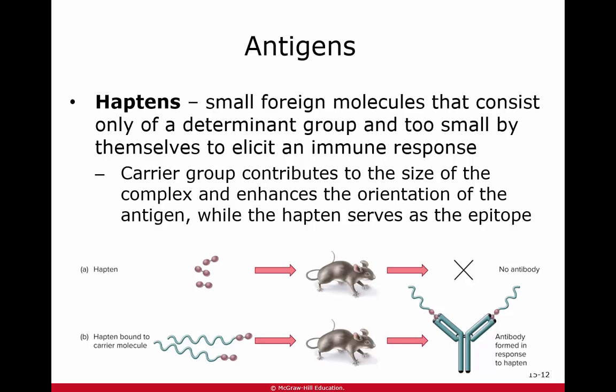Haptens are small foreign molecules that consist of a determinant group, and they're too small by themselves to elicit an immune response. That's what you see here. You have these small molecules in figure A at the bottom that will not trigger an immune response, so no antibodies are produced, but they can bind to a carrier molecule, and that increases their size as well as the orientation of the antigen. So if it's linked to a carrier molecule, it can develop immunogenicity because the hapten will serve as the epitope.